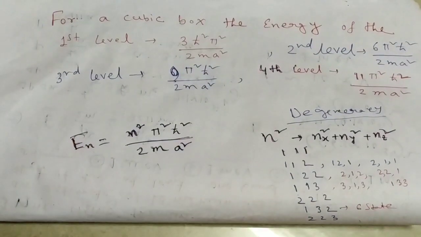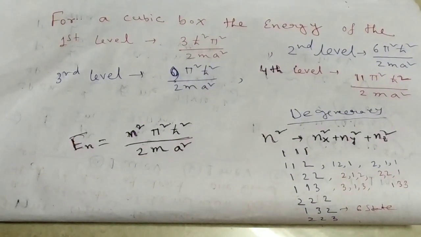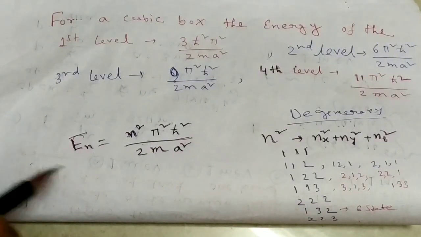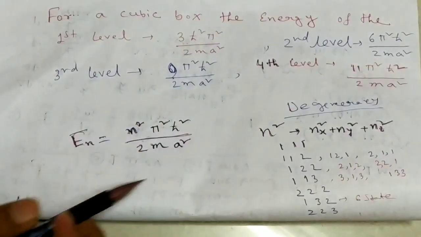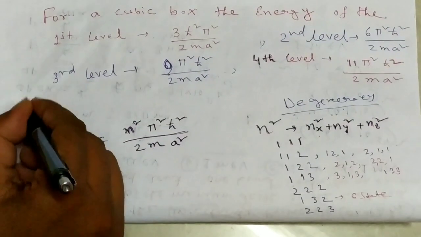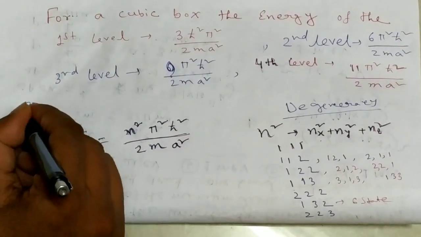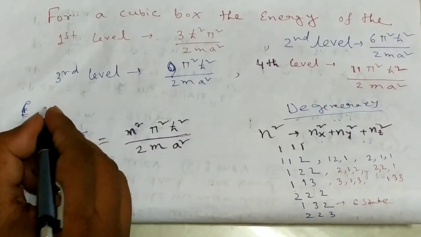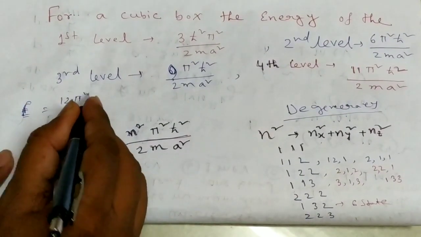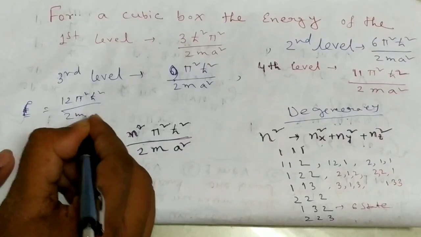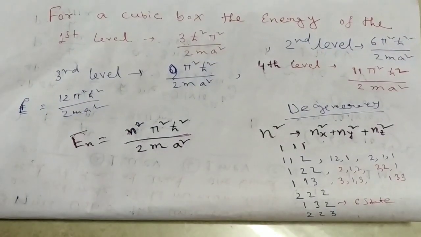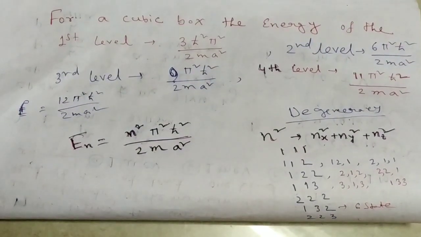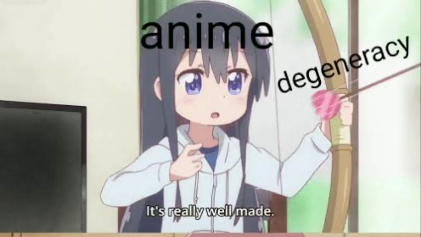And next comes the state that has quantum numbers 2 2 2. So the energy is equal to 12, that means energy for the next level, the fifth level, is 12 pi square h cut square by 2m l square. Like that you can calculate the degeneracy and energy levels of a cubic box.